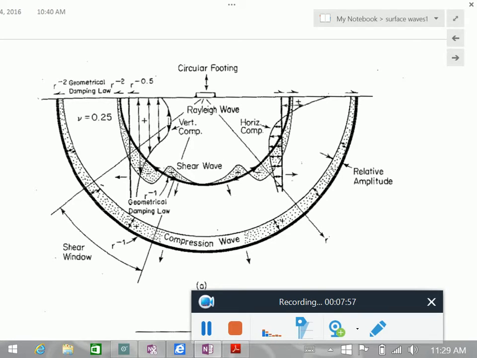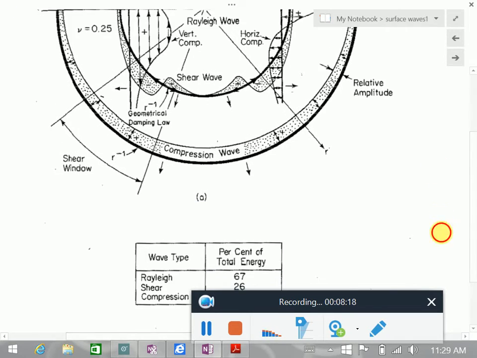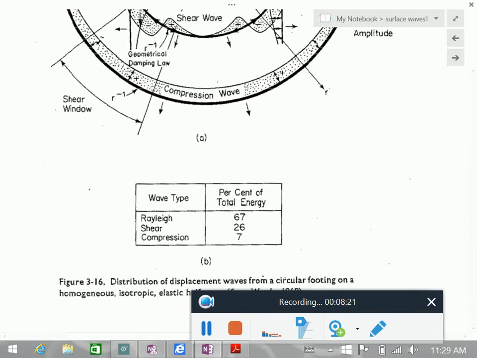So you can see that, for example, here the vertical component is maximum at some depth, and then it goes very, very fast towards 0. And the horizontal component has a completely different behavior with depth. Another point is, look here, in terms of the energy, if you calculate what percentage of the energy is being carried by which waves, Rayleigh waves have a very large portion, 67%.